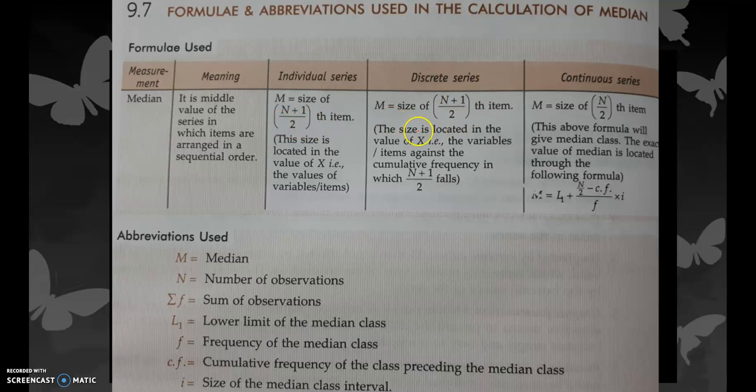For individual series, you have to use this formula, median is equal to n plus 1 by 2th item. For discrete series, you have to use the same formula and you have to calculate the cumulative frequency also. Then continuous series, you have to use this formula, M is equal to L1 plus n by 2 minus CF divided by F into I. Then abbreviations used: M is equal to median, n is equal to number of observations, sigma F is equal to sum of observations, L1 is equal to lower limit of the median class, F is equal to frequency of the median class, CF is equal to cumulative frequency of the class preceding the median class. Then I is the size of the median class interval.